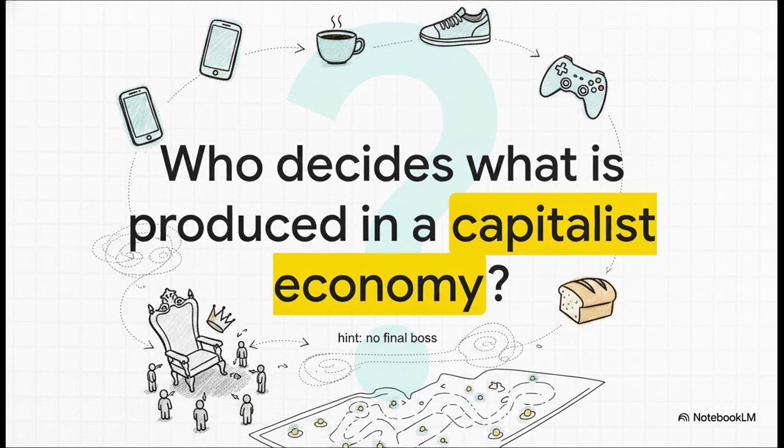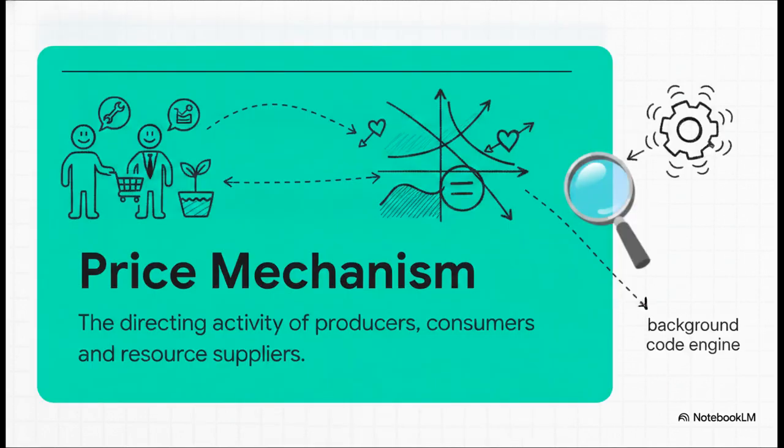Who decides what gets made in a capitalist world? Well, hint, there is no final boss here. Like, if I were casting this like an esports match, I'd actually tell you to watch the ground level because this entire map is run by something completely invisible to the players. Price mechanism, the directing activity of producers, consumers, and resource suppliers determined through market forces of demand and supply without any controlling agency. Okay, let's dive into this.